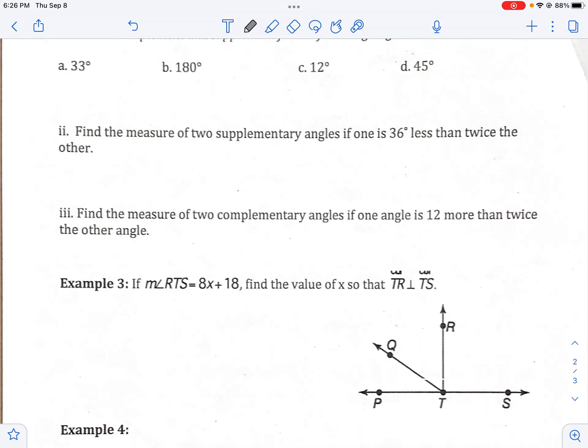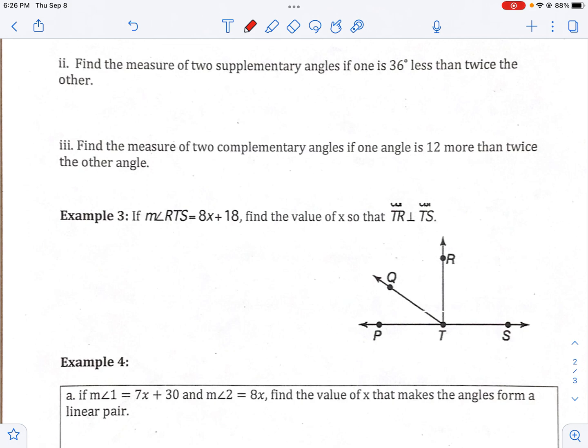On this video, we're going to talk about linear pairs, vertical angles, and complements and supplements. So 1.5, the algebra portion. Here we're going to look at some word problems first to identify how we can approach these to help us be successful on a quiz or a test.